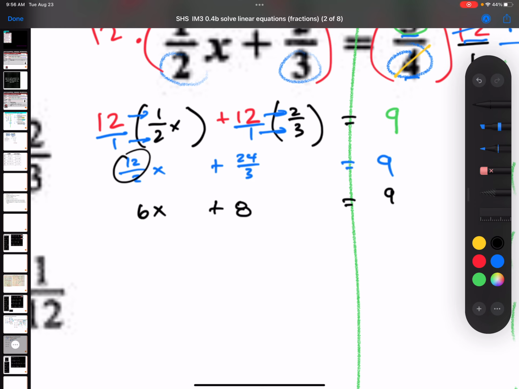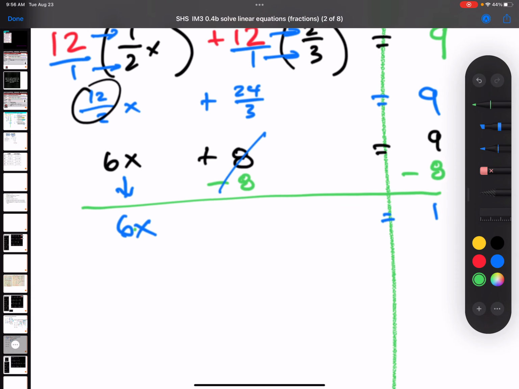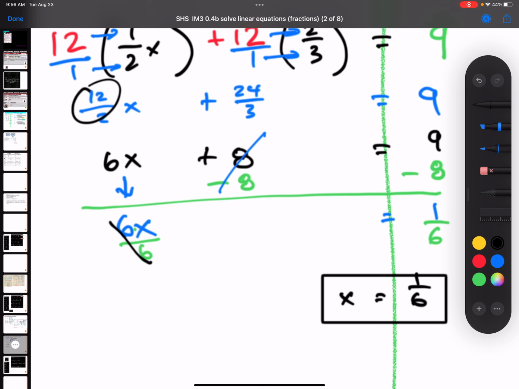And then, class, do I divide by 6 or subtract 8? And then this falls down. So what do I write? 6x equals 1. Class, is the answer x equals 6? Can I do one more step? We have multiplication. So we're going to divide here. And I'm going to get x equals 1/6. Raise your hand if you got x equals 1/6.